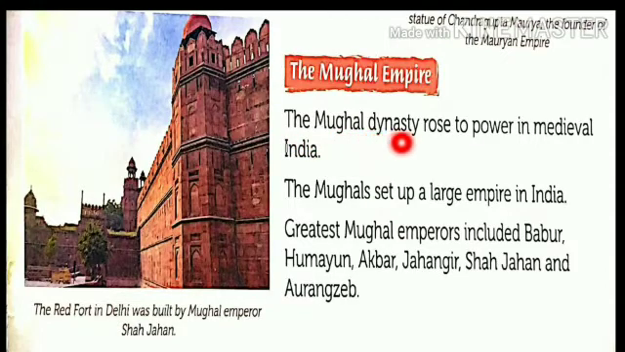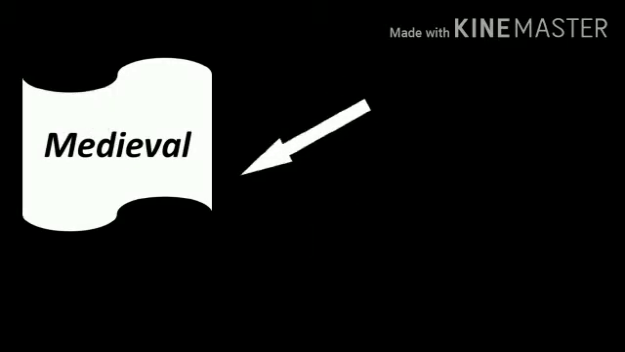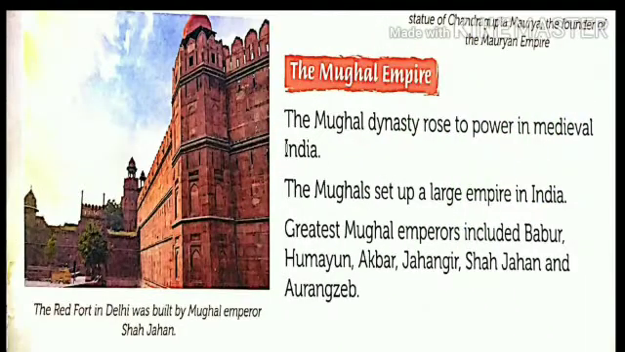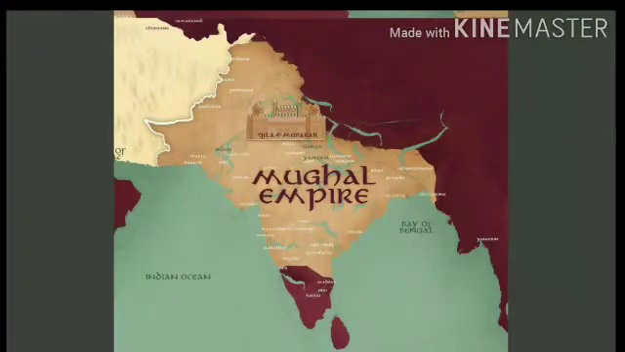The Mughal dynasty rose to power in medieval India. See, children, in medieval time period, there was Mughal Empire. The Mughals set up a large empire in India. In which time? Medieval time period. Clear, children?